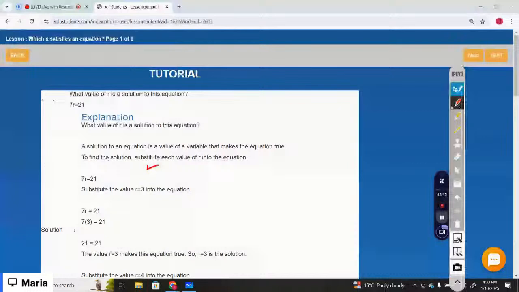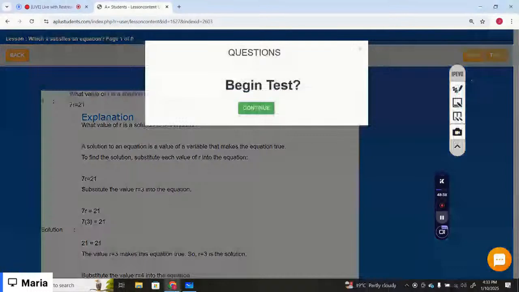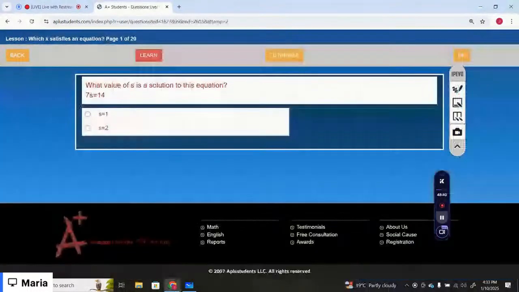So you have to divide both sides of the equation by 7. So just divide. The 7 and 7 cancel out. You're left with r, and 7 times 3 is 21. So that means r equals 3. That is the solution of the equation. The correct option is r equals 3. Let's just start with the test questions.